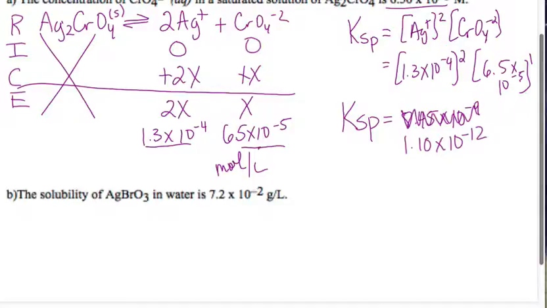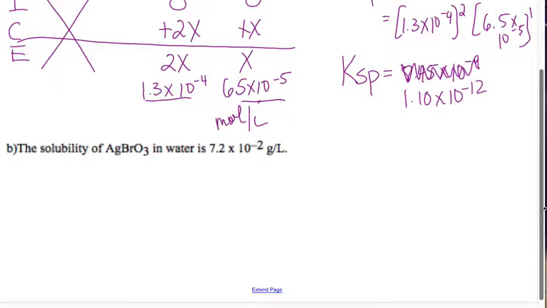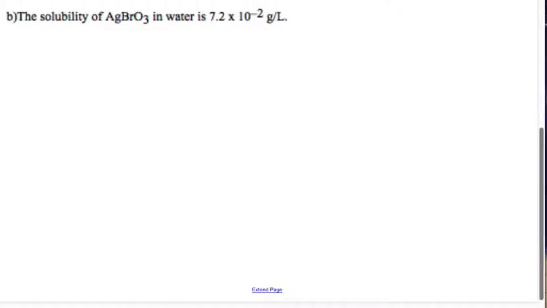Okay, let's look at this next one. The solubility of silver bromate is 7.2 times 10 to the negative second grams per liter. That's no fun. We're looking for solubility. And I'm going to tell you something. I wish my chemistry teacher would have told me this. Nobody did. And I thought these problems were so hard and scary. I was like, I don't know the solubility. How do you find the solubility? Well, hang on a second.